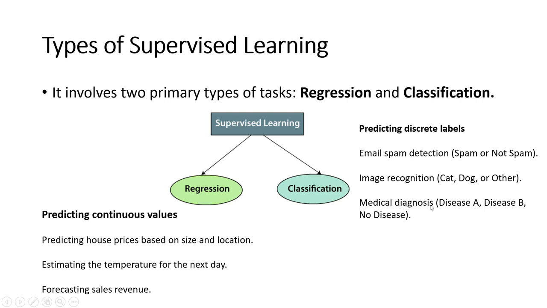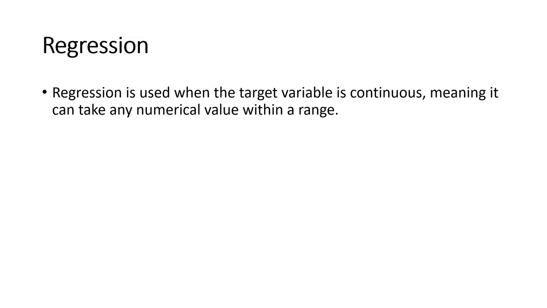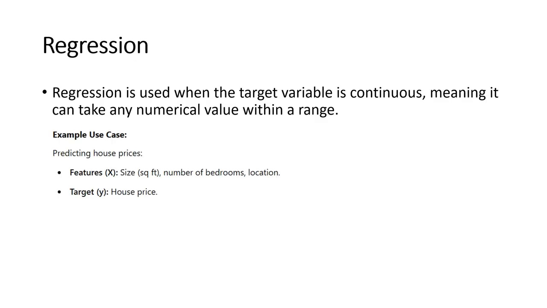Medical diagnosis is another example. If we have medical data to diagnose disease 1, disease 2, or something like this, all of it comes under the umbrella of classification. So what is regression? Regression is used when the target variable is continuous. For example, a use case is where inside the features we have the size.